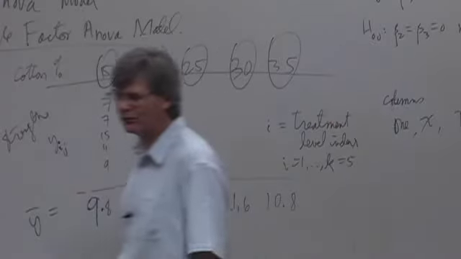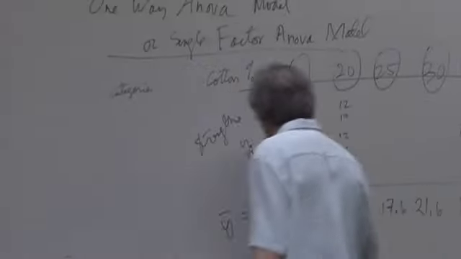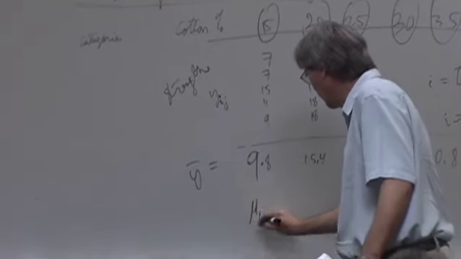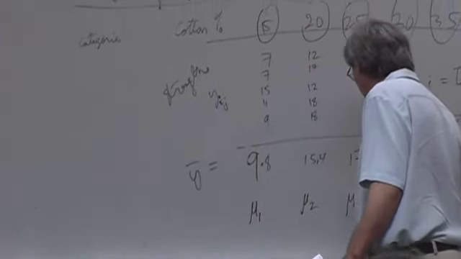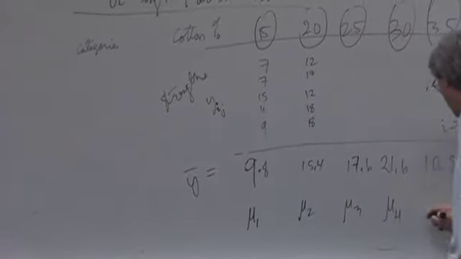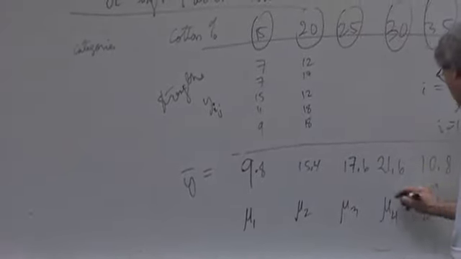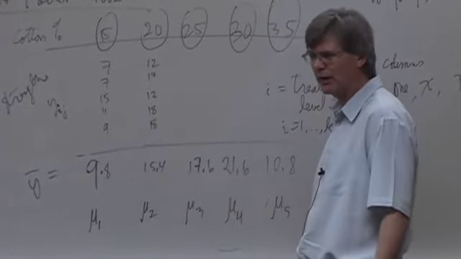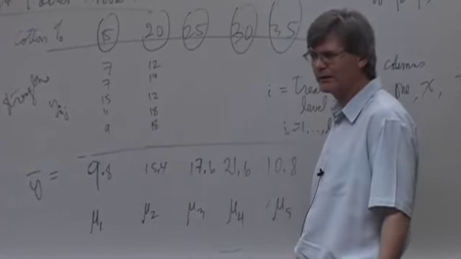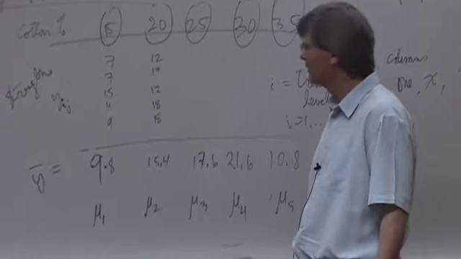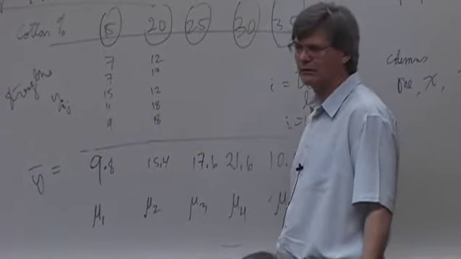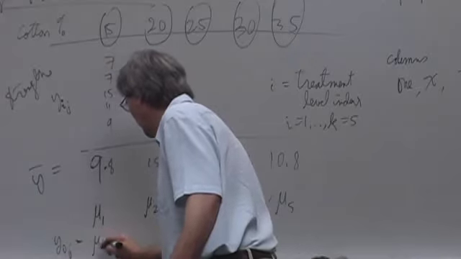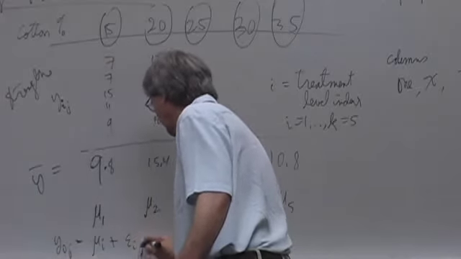What's the actual model for means? What you do is you give a different mean for each of these columns. So this is mu1, mu2, mu3, mu4, and mu5. Those are the means. You actually give a different mean for each column. And that's your model. So Yij equals mu i plus epsilon ij.